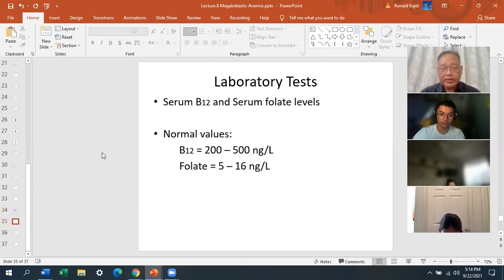Laboratory tests are a serum B12 and serum folate level. Normal values are 200 to 500. Folic acid is 5 to 16. It's not red because I'm going to reserve those values for your chemistry class.